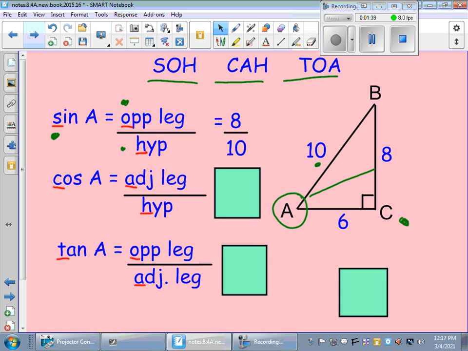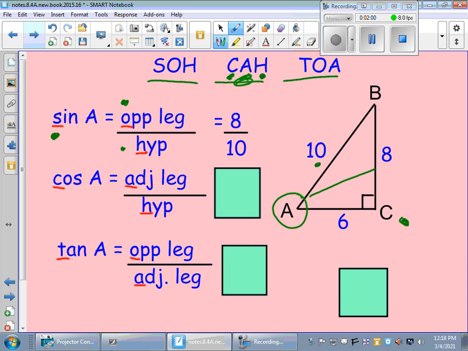So when we ask you to set up a trig ratio to find the sine of A, we want opposite over hypotenuse. That's 8 over 10. We're going to stick with the same angle. Now we want the cosine. That's where the cosine is adjacent over hypotenuse. So that's where that comes in, a way for you to remember SOHCAHTOA.